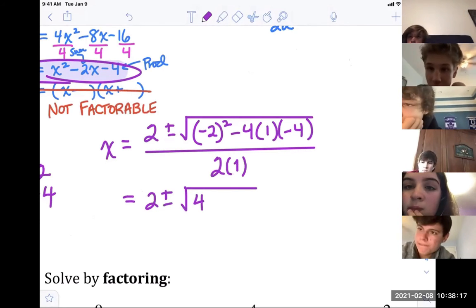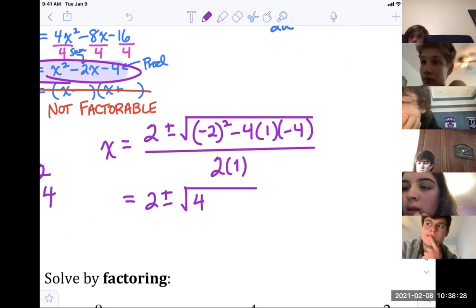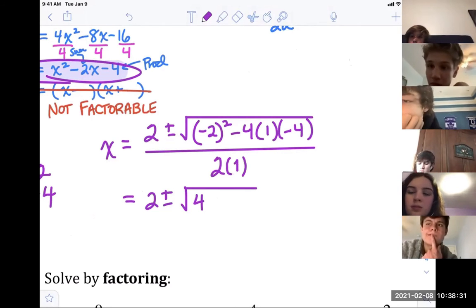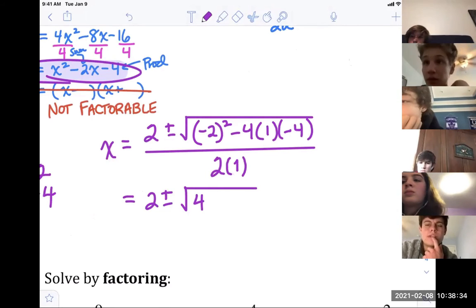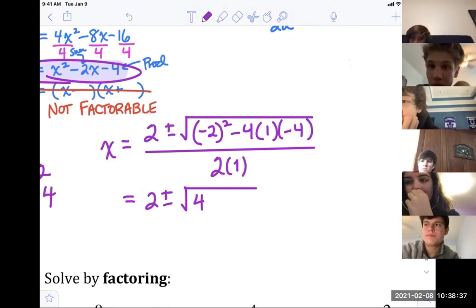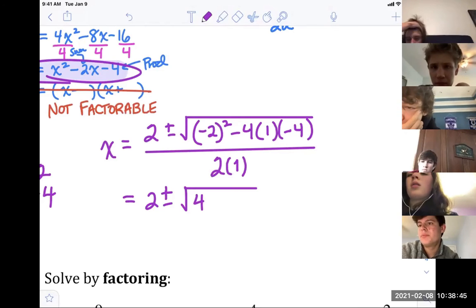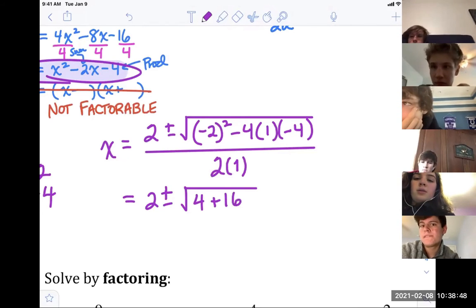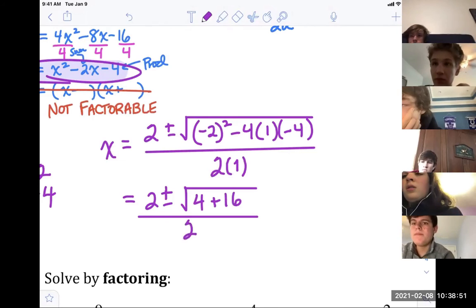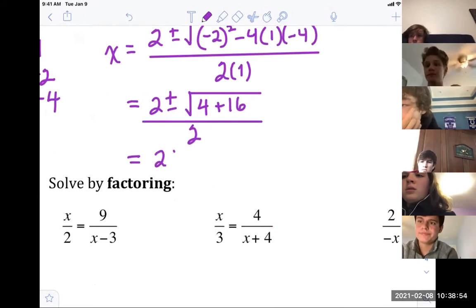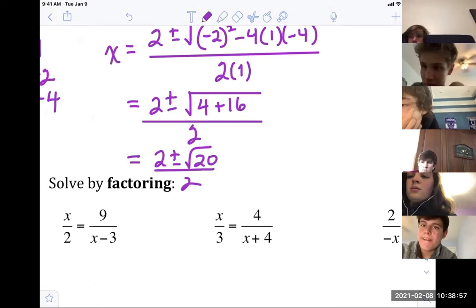What gets added or subtracted from 4? What's the sign? What will go there? Johnny, what's going to go after the 4? Square root of 4, what? The square root of 4 plus 16. It'll be plus 16 because you have a double negative. The whole thing divided by 2. Okay, so 2 plus or minus the square root of 20, all divided by 2.